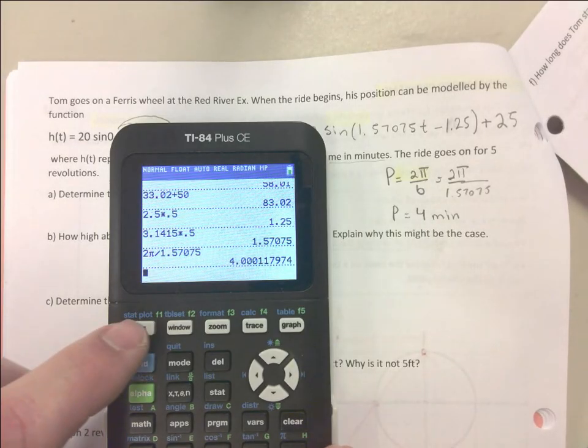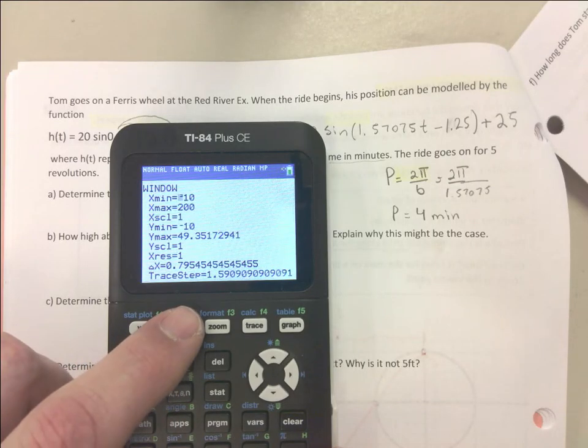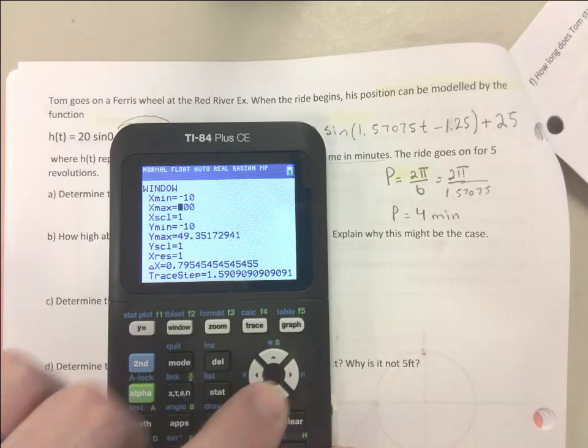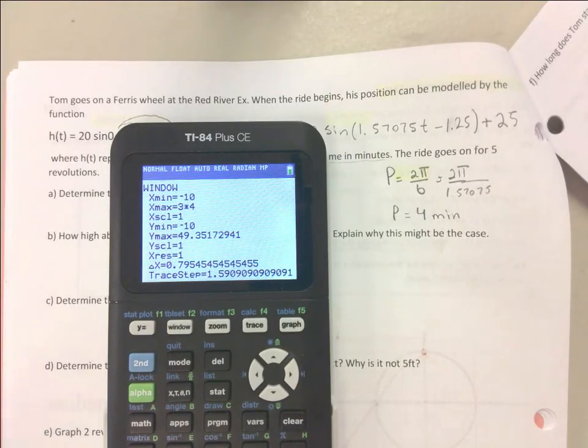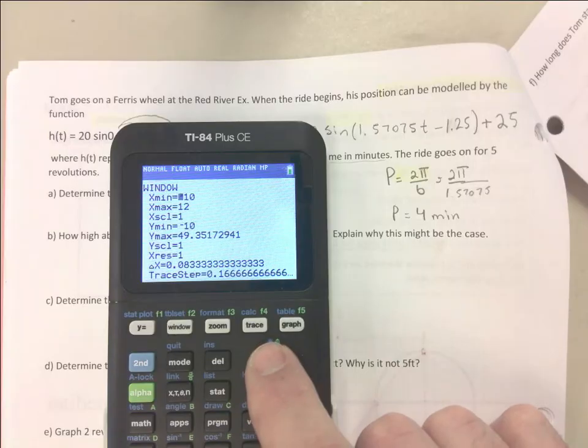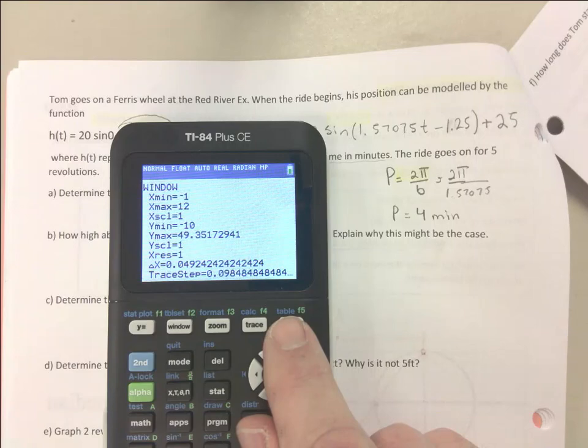So we're going to go to window. Watch this. I'm going to go to my window, and I'm going to set x max to 3 times whatever the period is. That usually works pretty well, which is 12. And my x min, I don't need to see negative 10, so I'm just going to change my x min to negative 1. Let's try that again.